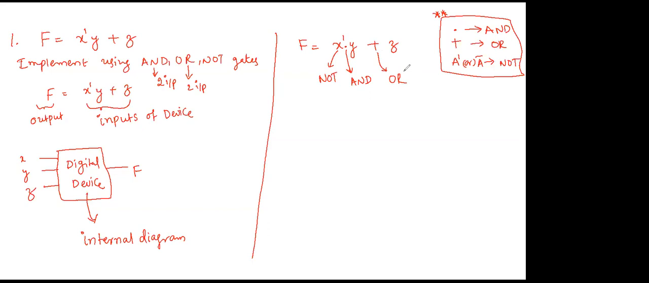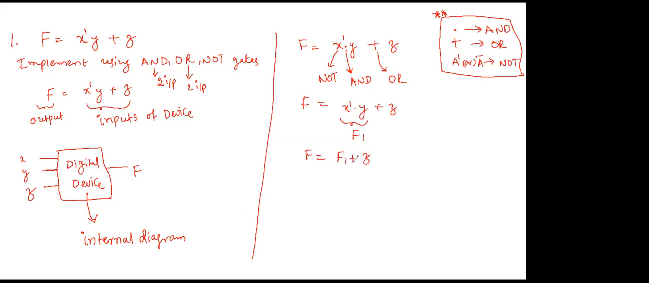Here we do not have any rules. First we have the inputs X, Y, Z, and from these you need to get the output F. F is equal to X dash dot Y plus Z. I am considering these two variables as one variable F1. So F is equal to F1 plus Z.